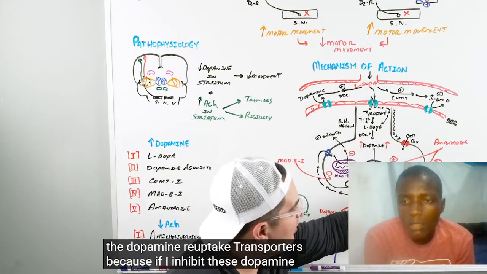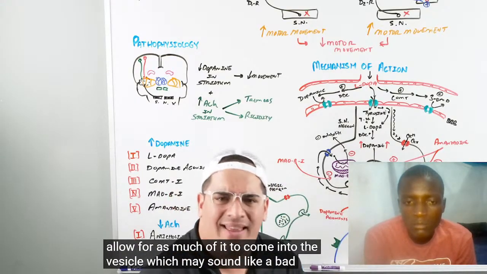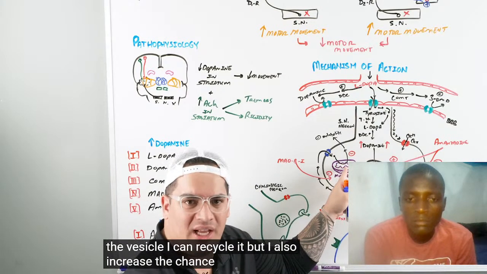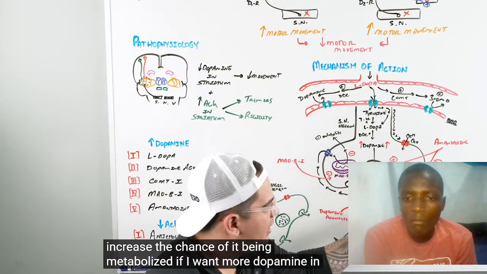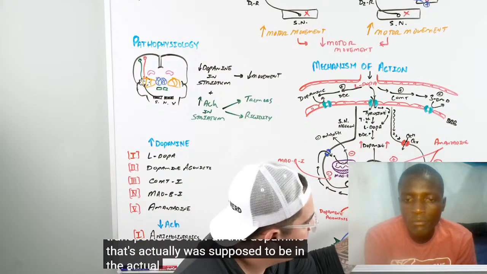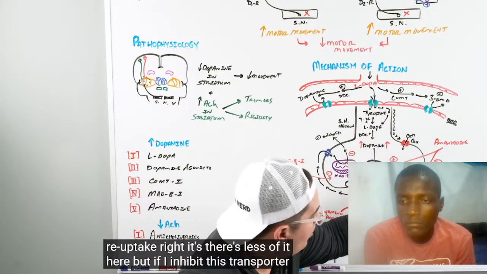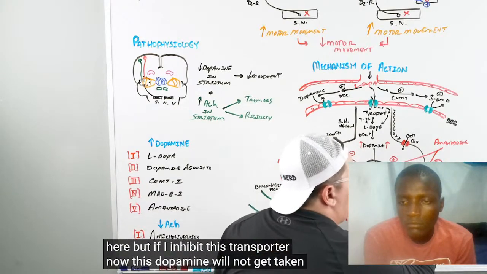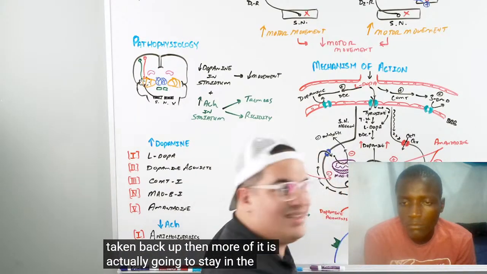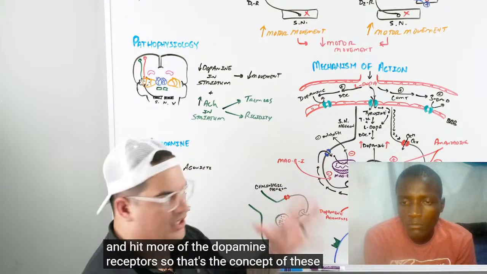Because if I inhibit these dopamine reuptake transporters, I'm not going to allow for as much of it to come into the vesicle, which may sound like a bad thing. But remember, if I bring it into the vesicle, I can recycle it, but I also increase the chance of it being metabolized. If I want more dopamine in the synapses, what if I just inhibit this transporter? So now all this dopamine that was supposed to be in the synaptic cleft, it gets reuptaked, right? There's less of it here. But if I inhibit this transporter, now this dopamine will not get taken back up. And if the dopamine will not get taken back up, then more of it is going to stay in the synapse and hit more of the dopamine receptors.